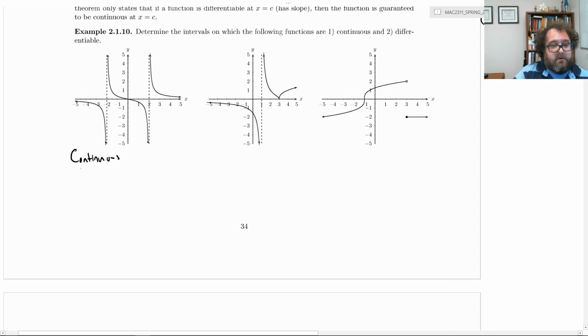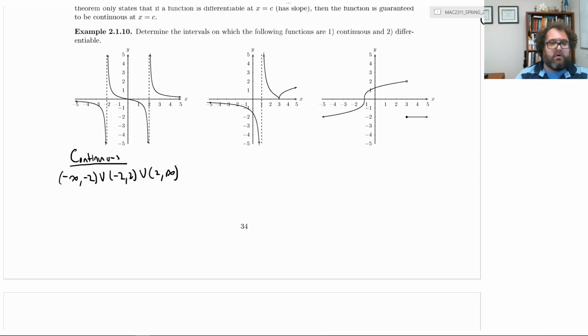Okay, continuous. Well, there's those two asymptotes. So everywhere except for those two asymptotes. That's going to be negative infinity to negative 2, union negative 2 to positive 2, union 2 to infinity. So it's continuous everywhere except for those two vertical asymptotes. All real numbers except for negative 2 and positive 2.